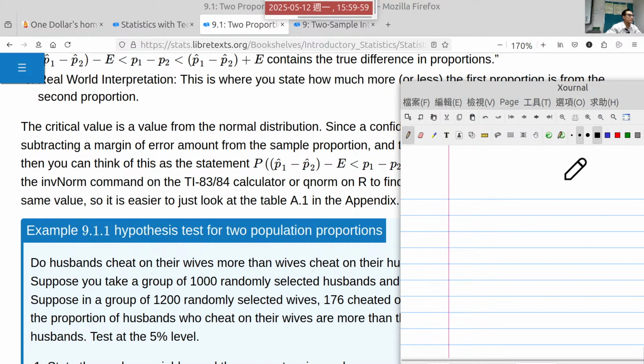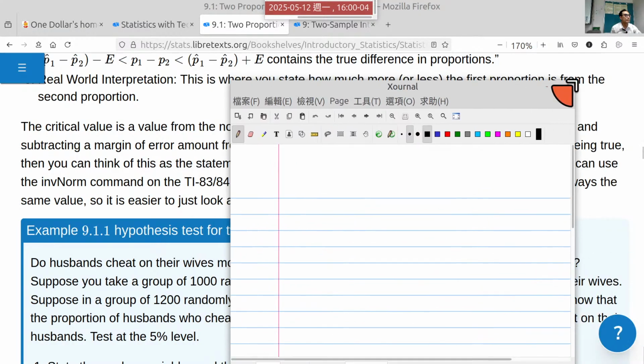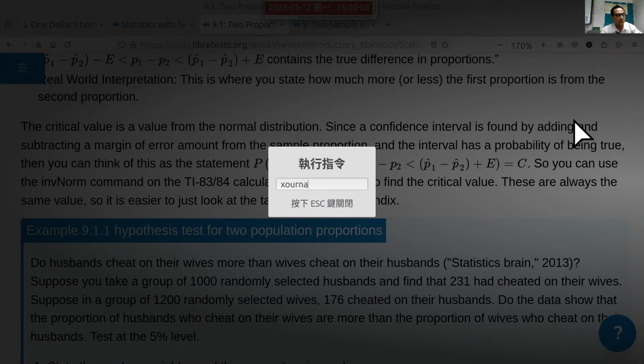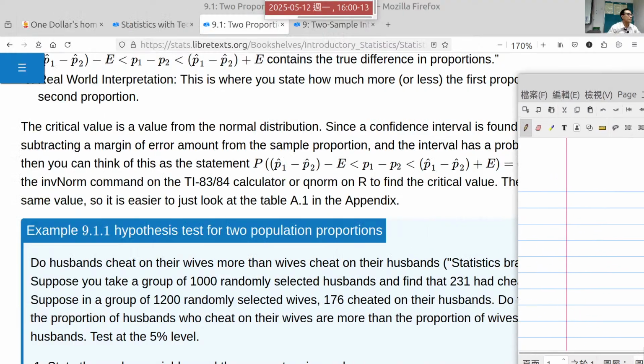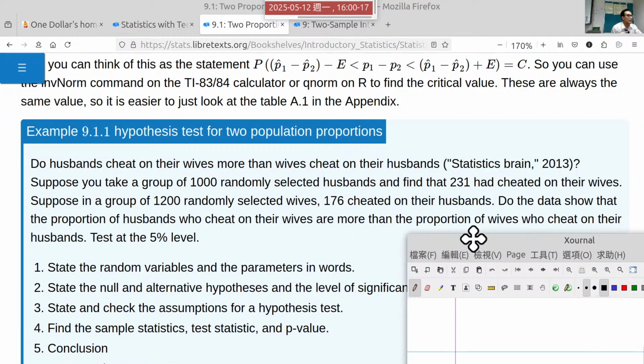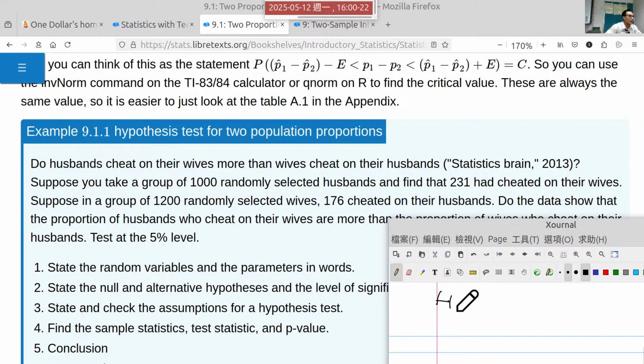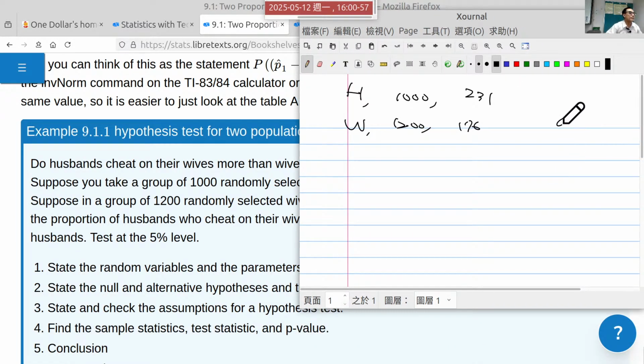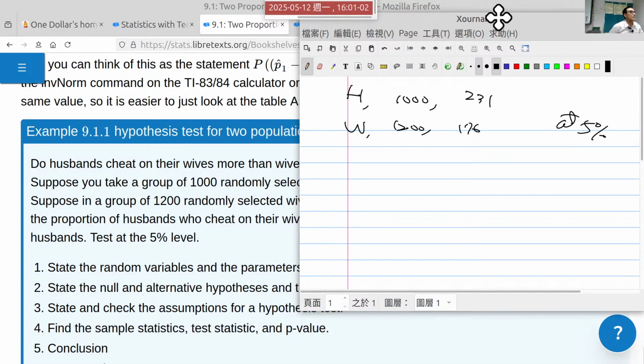Here we have the 1,000 randomly selected husbands, and we find 231 cheated on their wives. And how about the wives? 1,200 wives, and 176 were cheating on their husbands. Now we have the data here, and we need to calculate at 5% the confidence interval.